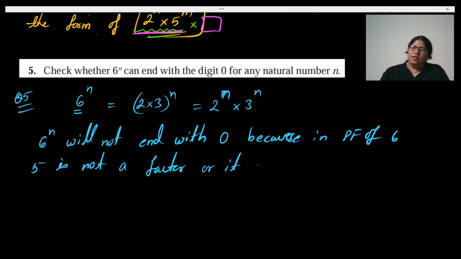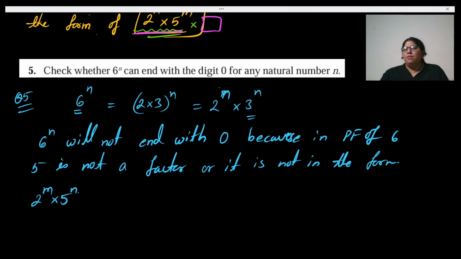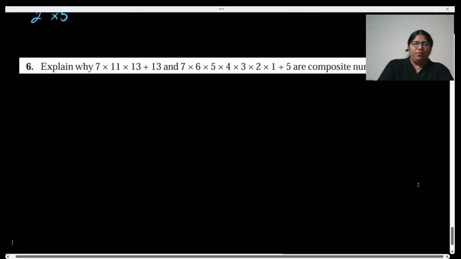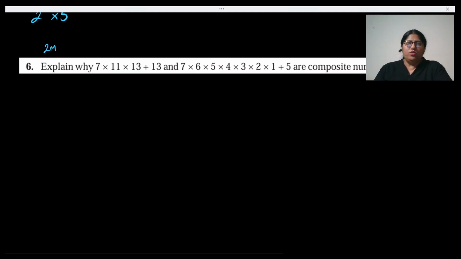Or it is not in the form of 2 to the power m times 5 to the power n, right? So 3 can be a factor, but I am having only 2 as a factor, so it will not end with 0. Okay. So generally you will get here 4 to the power n or 8 to the power n, 6 to the power n. Any of these kinds of values will come where you have to check whether it will end with digit 0 or not. Now in this question you have to explain, so it will be a 2-marker question, why this is a composite number, because we are learning about prime and composite numbers also.